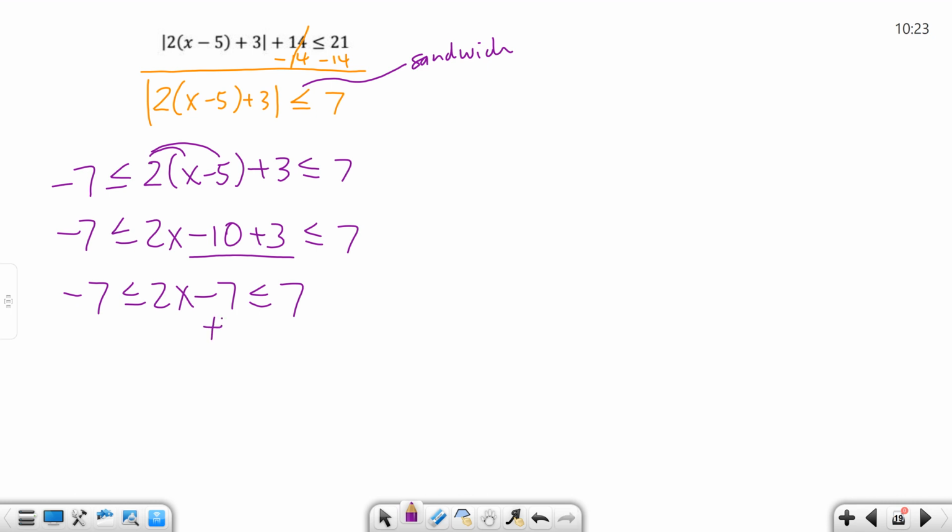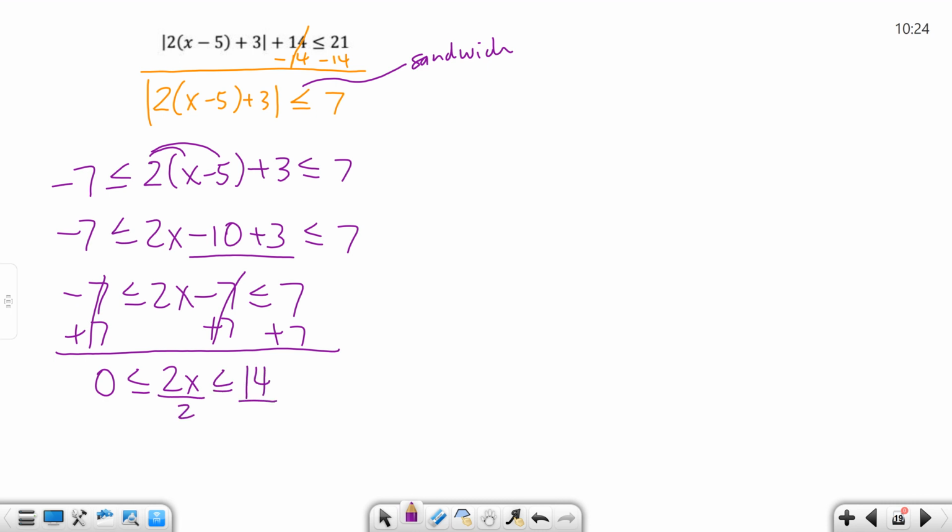So what do I need to do? Add 7. And whatever I do in one place, I have to do in all 3 places, both sides and the middle. That cancels and we get 0, less than or equal to 2x, less than or equal to 7 plus 7 is 14. Then we divide all 3 pieces by 2. 0 over 2 is 0, less than or equal to x, less than or equal to 14 divided by 2 is 7. So 0 less than or equal to x, less than or equal to 7.